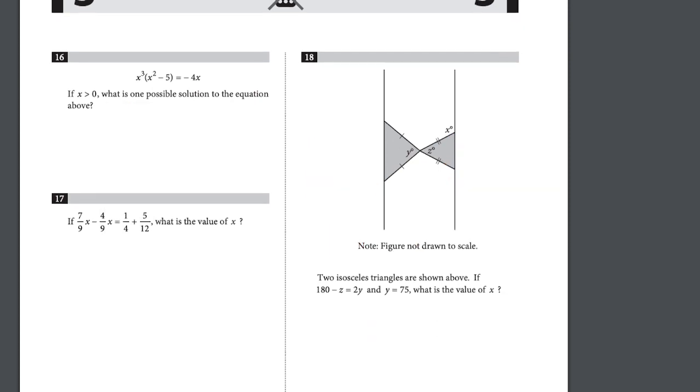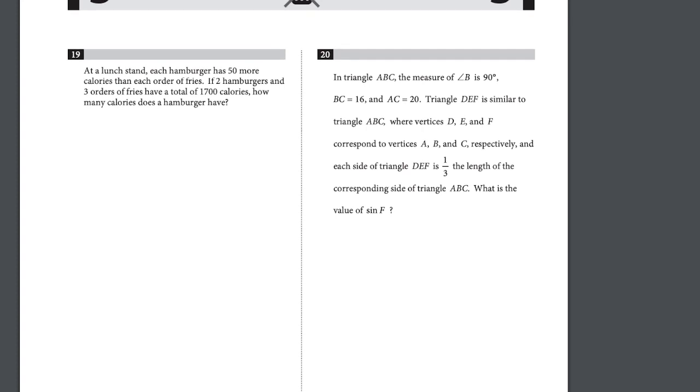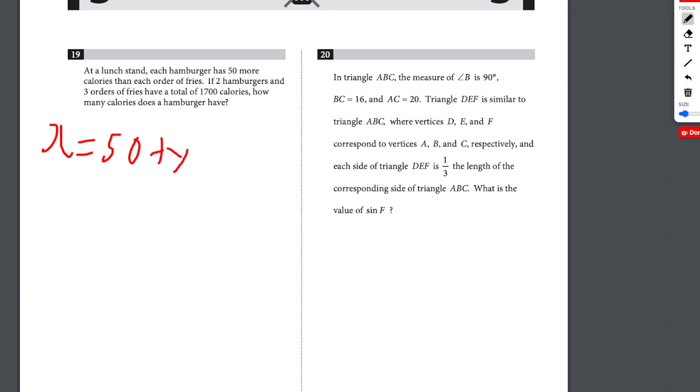Ooh, what a good problem. I think we're going to close off strong with these last two. Alright, at a lunch stand, each hamburger has 50 more calories than an order of fries. So I'll say x is equal to 50 plus y, where x is the number of calories each hamburger has, and y is the number of calories each order of fries has. If two hamburgers, so 2x, and 3y, this is the system of equations for calories, will give us 1,700 calories. How many calories does each hamburger have?